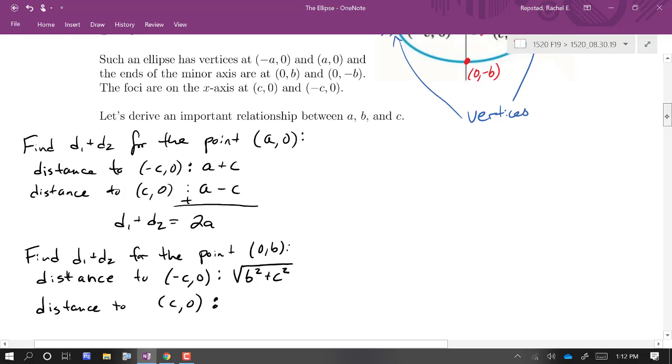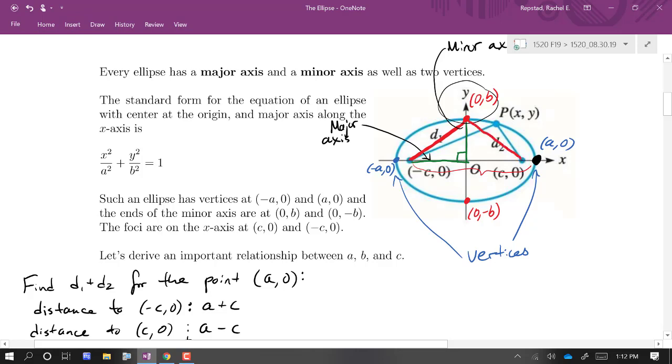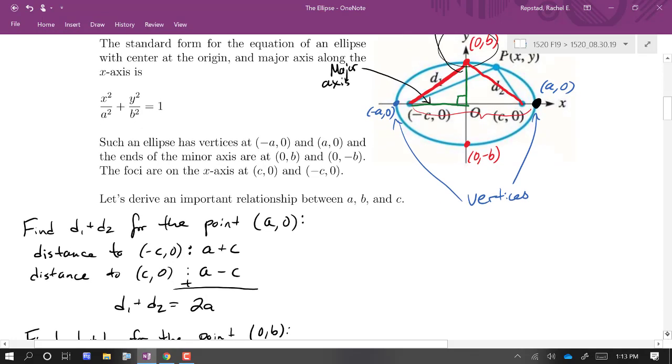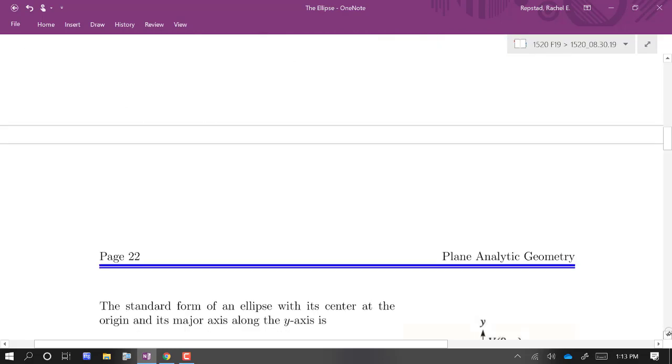And if we go up here again to the figure, if I want the distance to the other focus, what is that going to be? Same thing, right? It's just the same triangle, but reflected across that axis. So it is also the square root of B squared plus C squared.